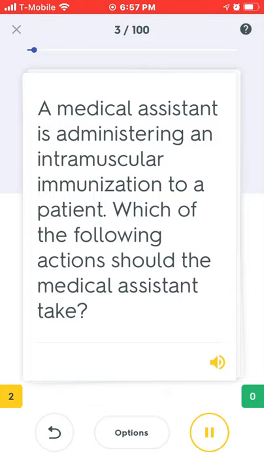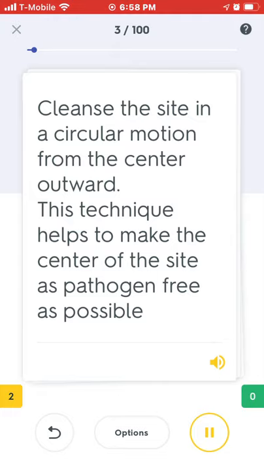A medical assistant is administering an intramuscular immunization to a patient. Which of the following actions should the medical assistant take? Cleanse the site in a circular motion from the center outward. This technique helps to make the center of the site as pathogen-free as possible.